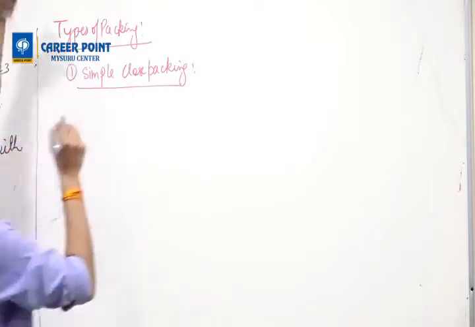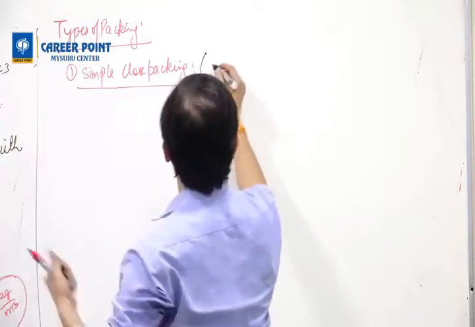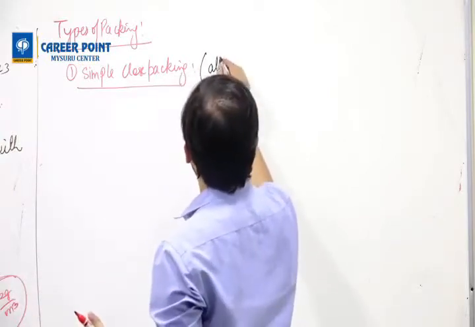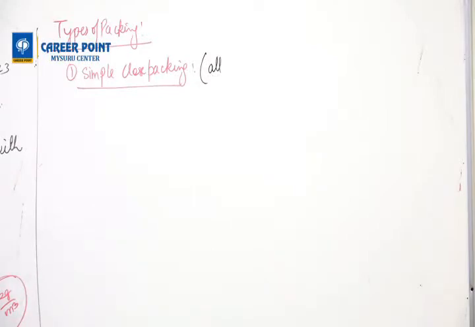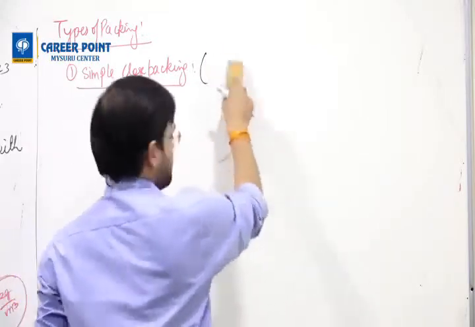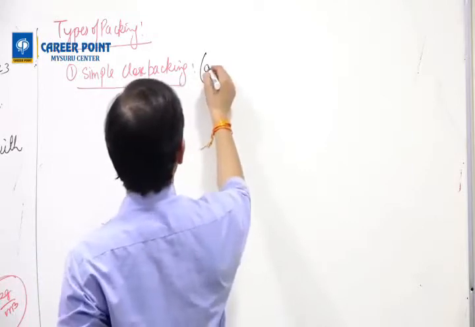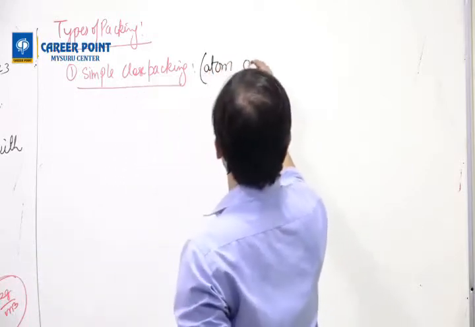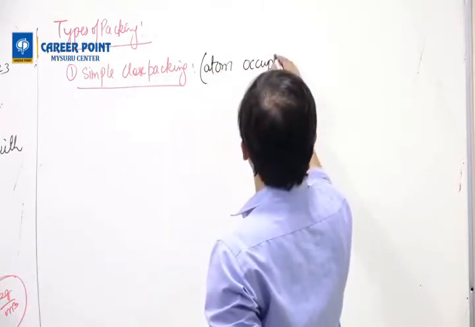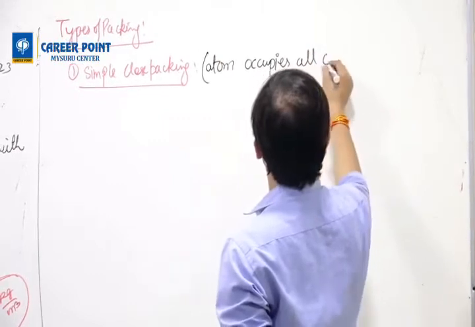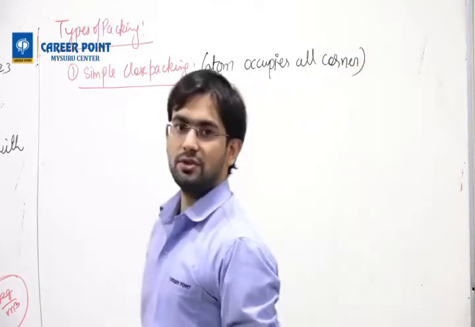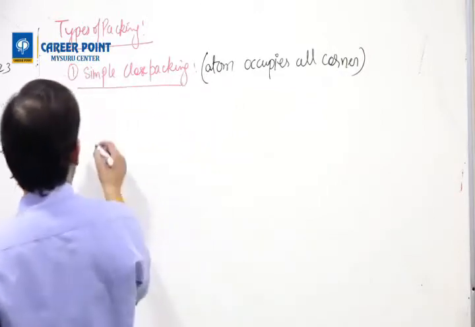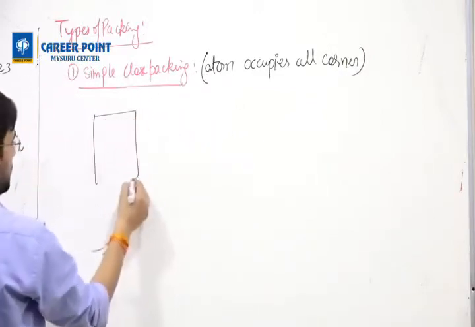Okay, so while I'm writing simple close packing, we write one point: atom occupies all corners. Means atom is going to take place at all corners. So we are going to draw a cube.